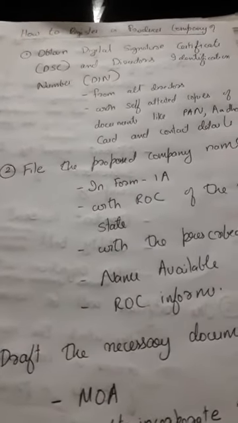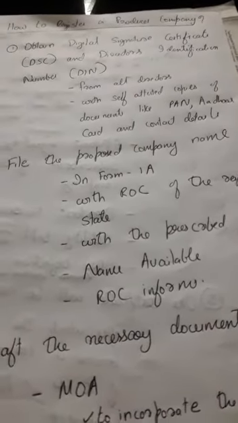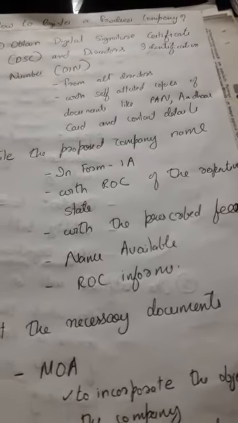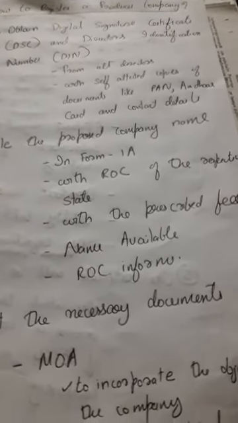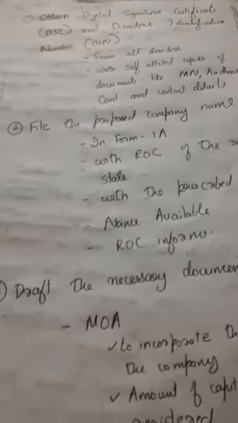Next, the promoters have to file the proposed company name in form number 1A with the ROC, that is the Registrar of Companies of the respective state, with prescribed fees. If the name is available, the Registrar informs the promoters.